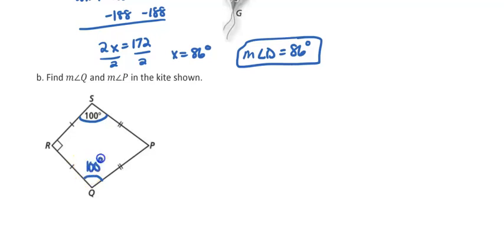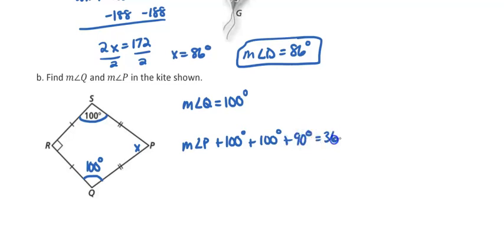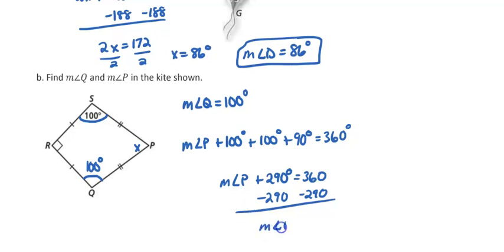So what that tells me is angle Q is 100 degrees because of the kite opposite angles theorem. So then to find P, I once again know that all four angles combine to be 360 degrees. So if I have angle P, plus I already know about 290 degrees, if I subtract the 290, I'm going to find out that the measure of angle P is 70 degrees.